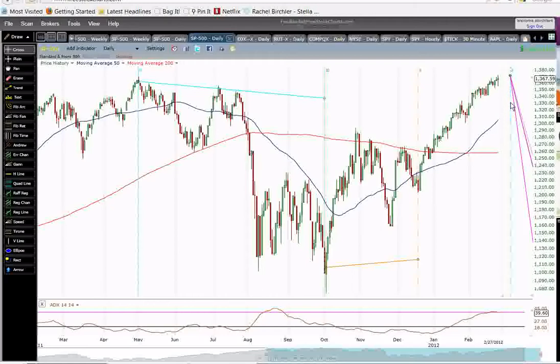Now I'm going to show some other charts that are pinpointing that exact time frame too. So I'm thinking there could be a significant turn here within about a week. I'll show a US dollar chart or euro chart and a gold chart too that would suggest that same thing.